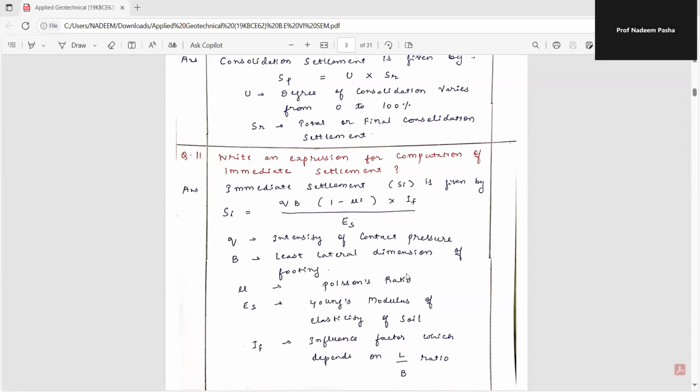Next is the expression for computation of immediate settlement. Immediate settlement Si is given by Si equal to q into B into (1 minus mu square) into If by Es, where q is the intensity of contact pressure, B is the least lateral dimension of footing, mu is the Poisson's ratio, Es is the Young's modulus of elasticity of soil, and If is the influence factor which depends on the L by B ratio.